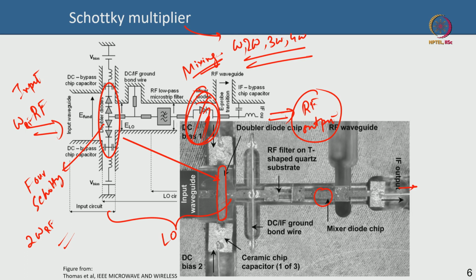I hope this is clear till now. So, the frequency multiplier is very important, and although this is a 2008 paper, it is still widely used. Even today, frequency multipliers based on Schottky diodes are widely used for generating multiple harmonics of frequencies.